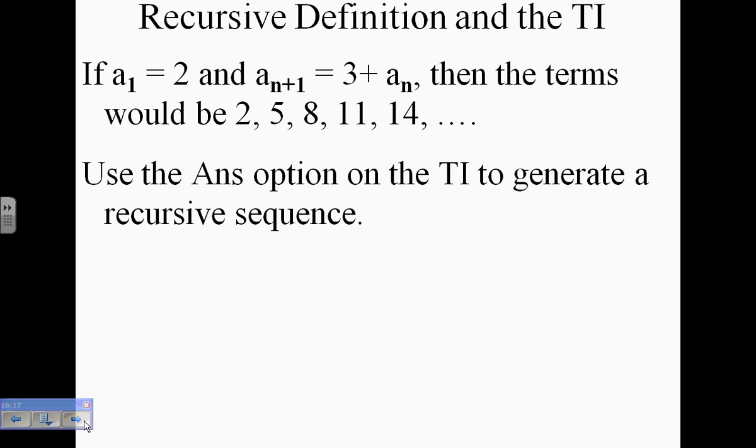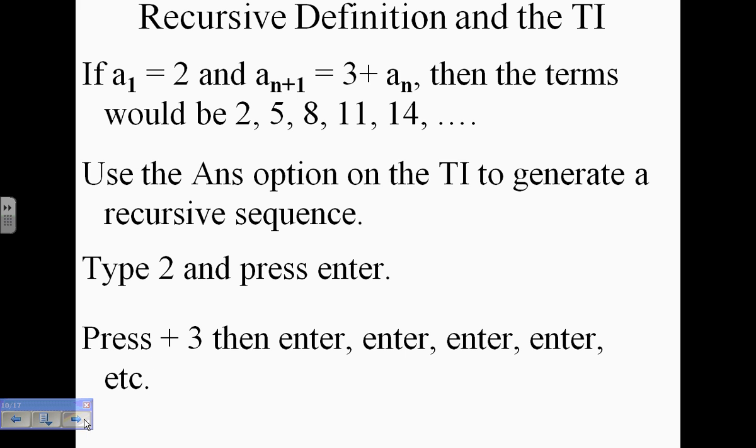So this is what we're talking about, the answer option on the TI. This is known, on the TI, as an iteration. You type 2 and press enter. Press plus 3 if you want to do the shortcut. So I always try to use answer. And then you press enter, enter, enter, and that's kind of cool. That's today's cool math fun fact.